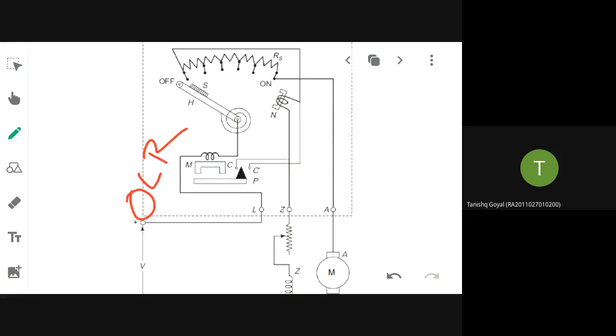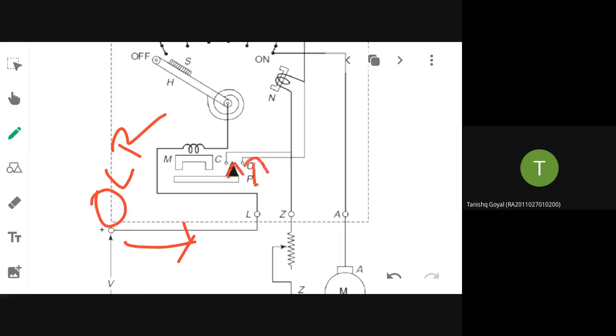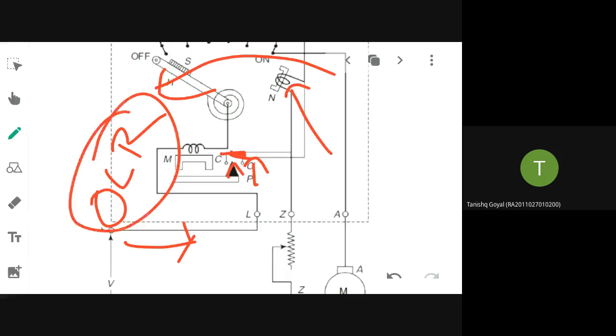Suppose by chance from the supply, if there is an overload current, then what will happen? This is also a soft iron piece. It will move up and will short these two terminals. Again this will be demagnetized and it will deflect the handle back to the off position. That will happen under overload condition. Again the starter will be pushed back to the off position.